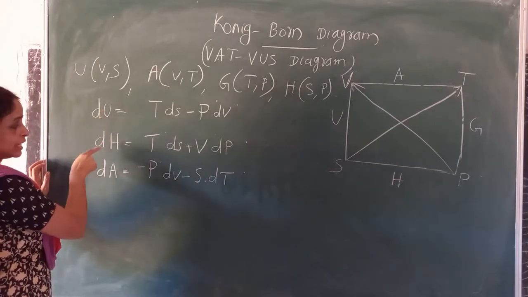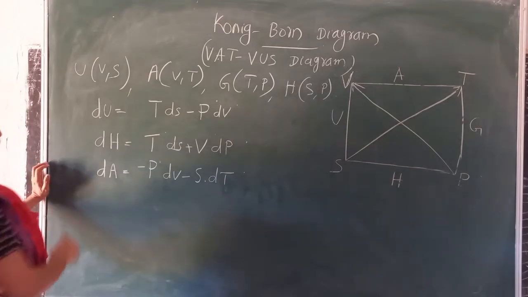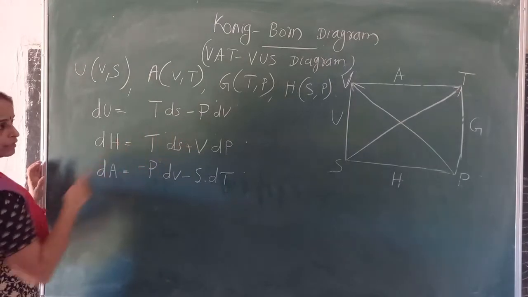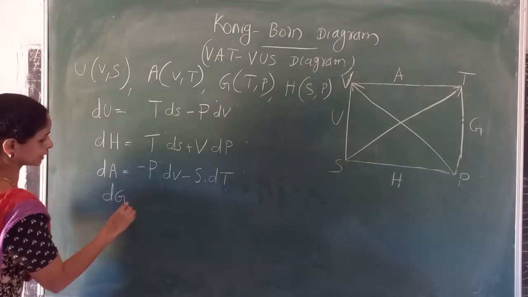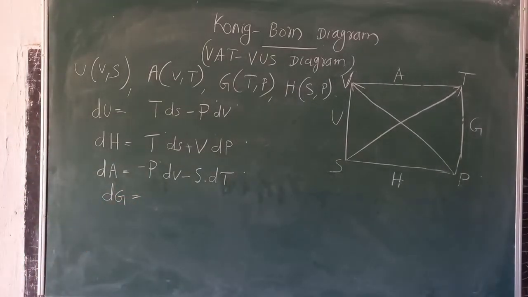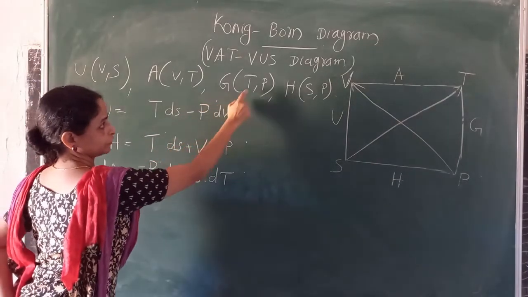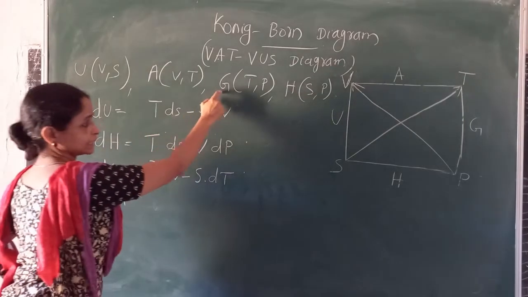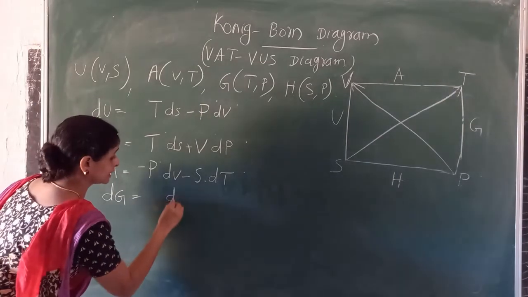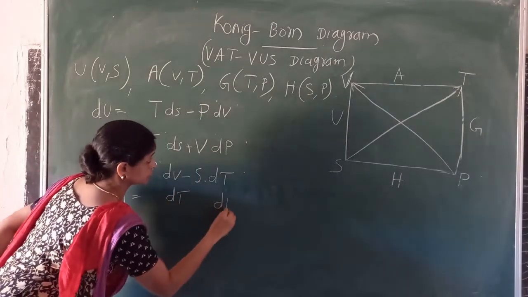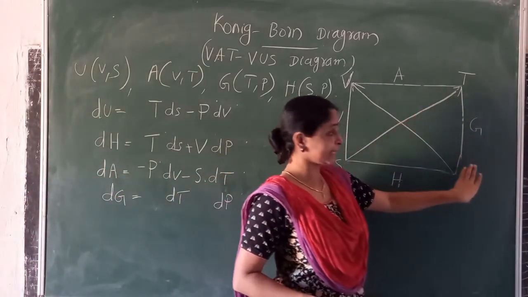This is internal energy, this is enthalpy, and this is the Helmholtz function or Helmholtz free energy. Similarly, just have a look at the fourth thermodynamic potential, that is G. So dG can be written as, what is dG here? G is a function of T and P, or G depends upon the coordinates T and P. So G should contain dT and dP.